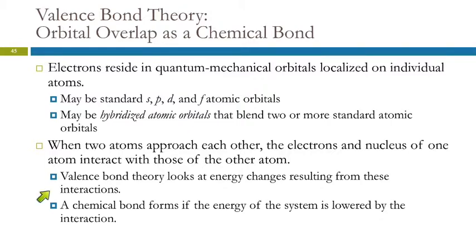This visualizes bonding as when two atoms approach each other, the electrons and nucleus of one atom are going to interact with those of the other atom. We're going to look at the energy change resulting from those interactions. A chemical bond will form if the interaction results in a lowering of energy. If it results in raising the energy, a bond will not form. Everything's going towards lower energy.